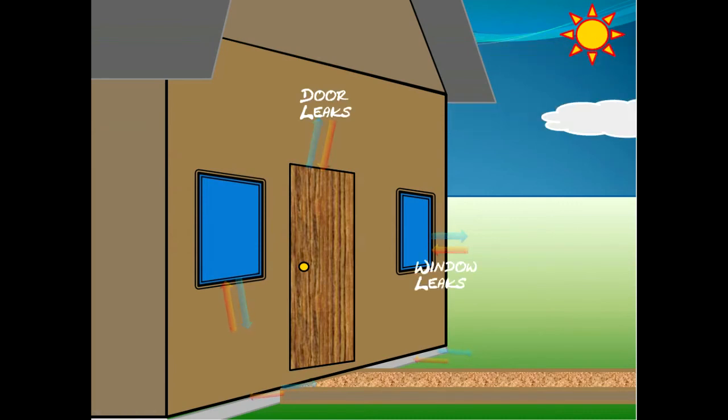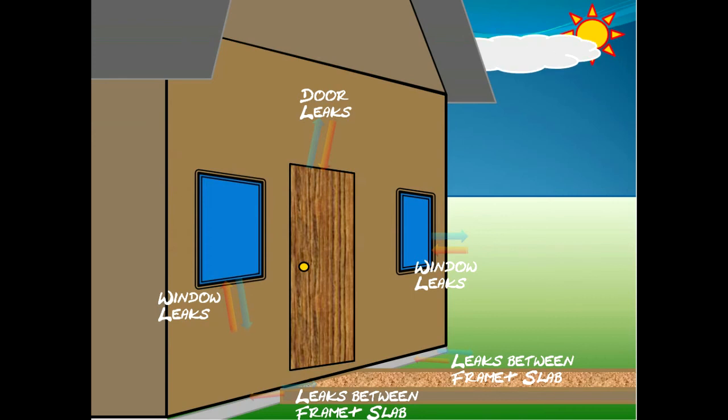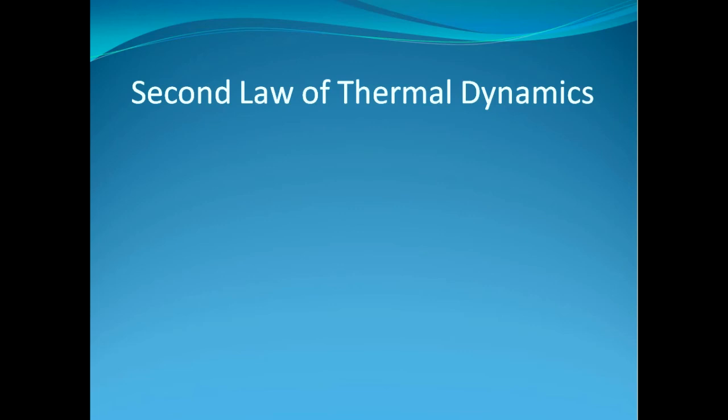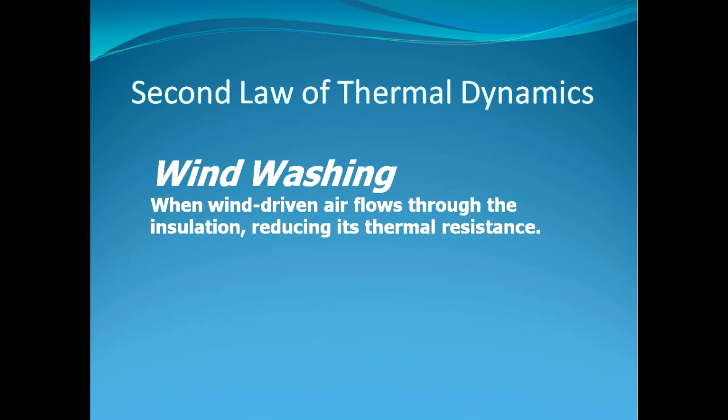The fact is, there are many ways that our conditioned air leaks out of our homes. Also, air leaking into our exterior walls can cause an effect previously mentioned called wind washing. Wind washing is when wind-driven air flows through the insulation, reducing its thermal resistance. But what are some of the more common ways air leaks out of our homes?